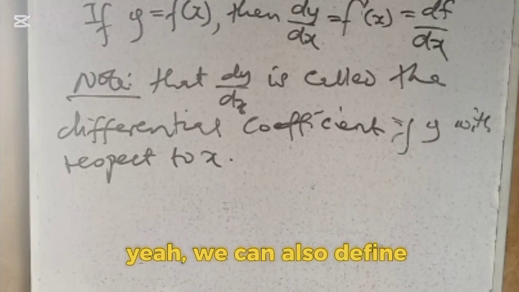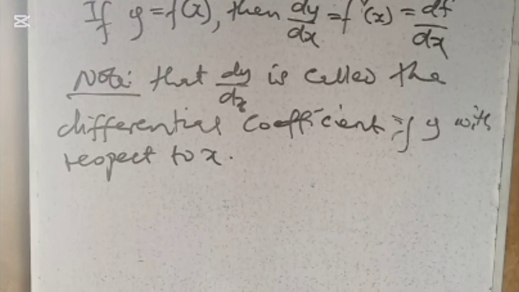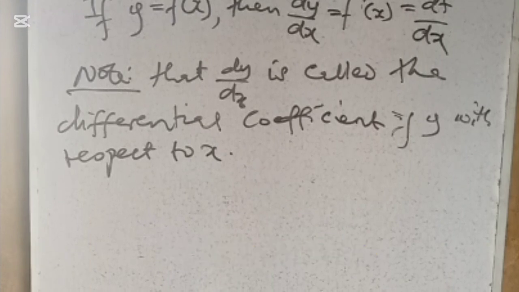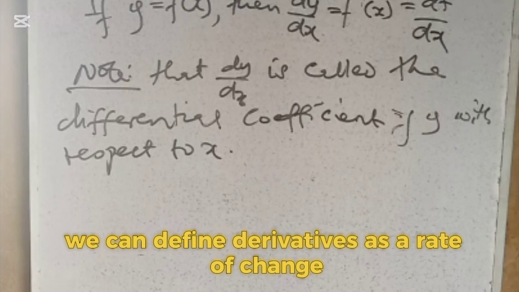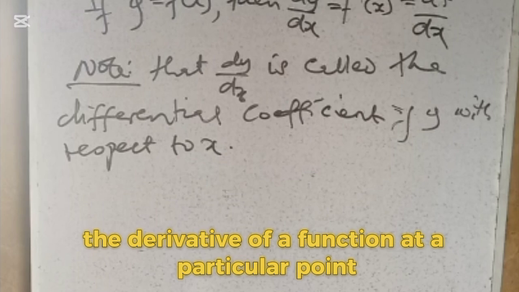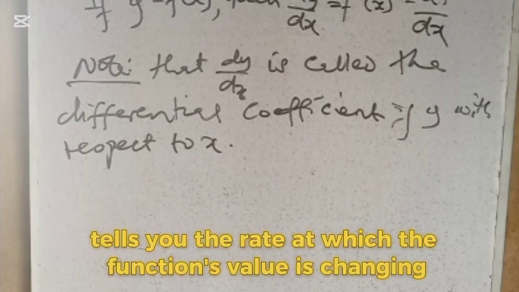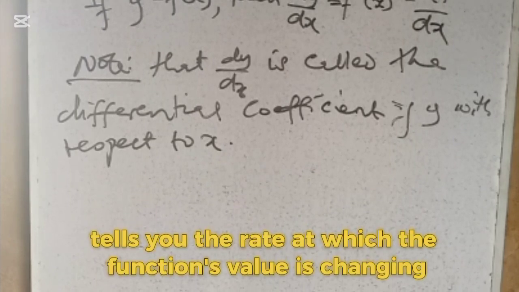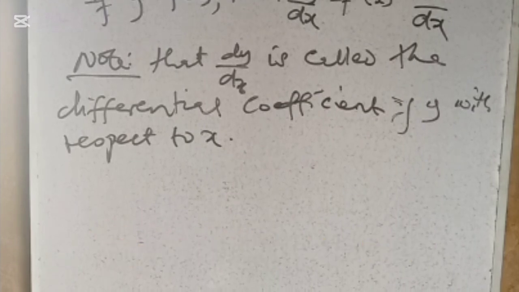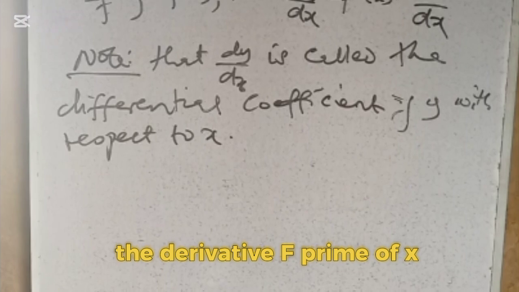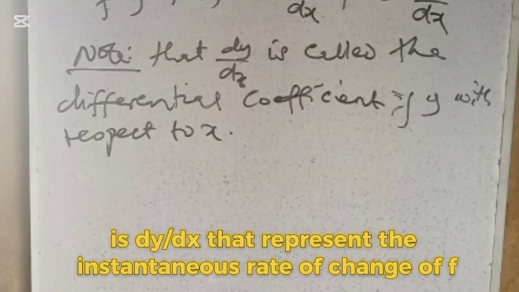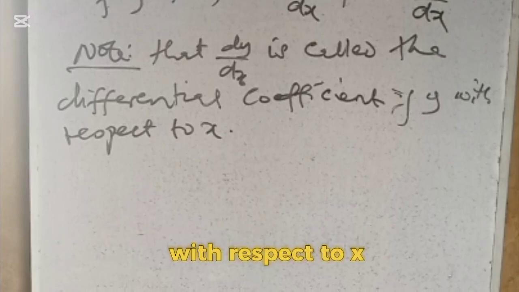Here, we can also define derivative as a rate of change. The derivative of a function at a particular point tells you the rate at which the function's value is changing at that point. If you have a function f of x, the derivative f prime of x is dy/dx. That represents the instantaneous rate of change of f with respect to x.